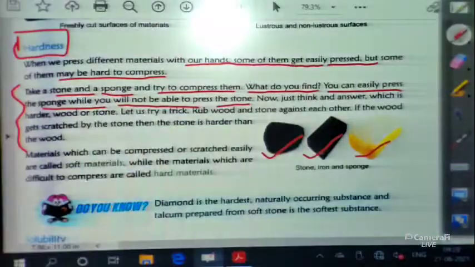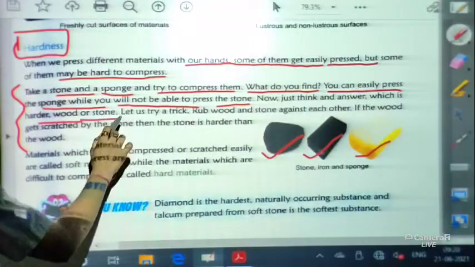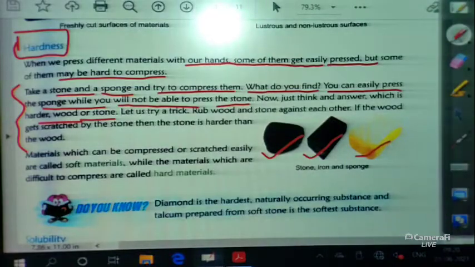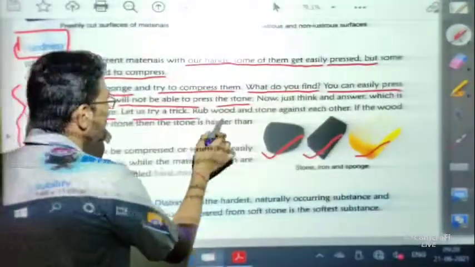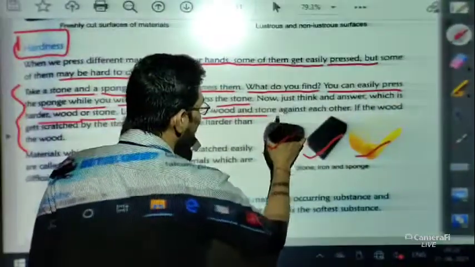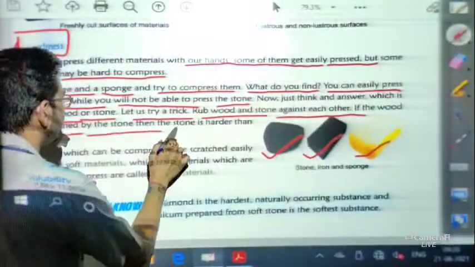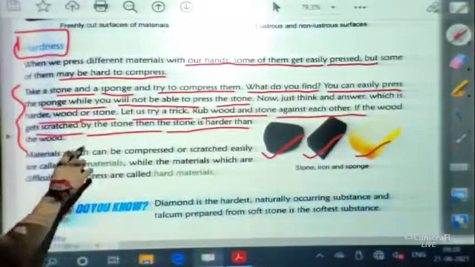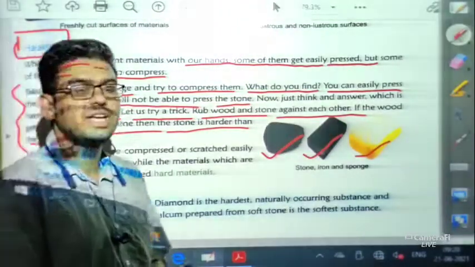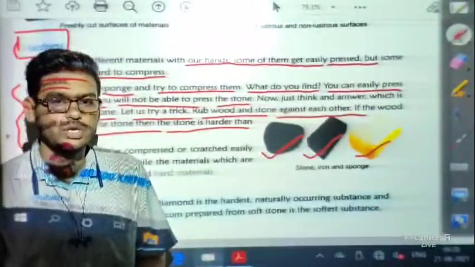Now just think and answer, which is harder, wood or stone? Definitely you can easily understand. Let us try a trick. Rub wood and stone against each other. If the wood gets scratched by the stone, then the stone is harder than wood. Definitely students, we have known that a stone is much harder than wood.